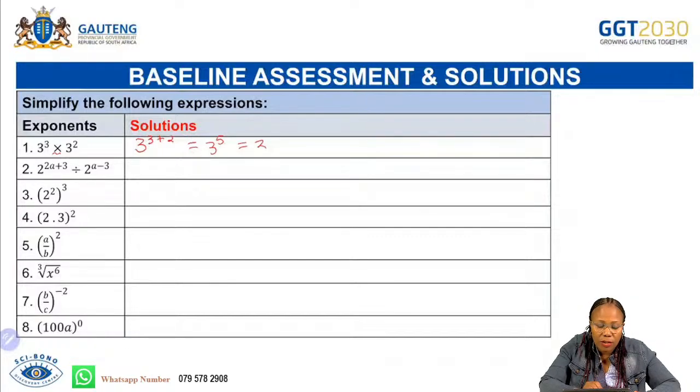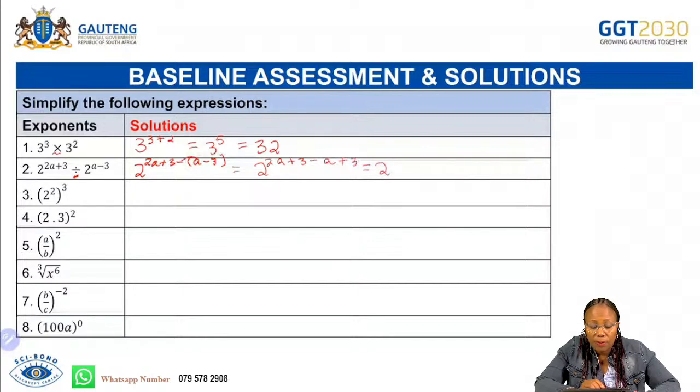That is the 32. Okay, happy? And then the second one, we are dividing. We apply the rule that is saying now when you are dividing the same base, we do what? You subtract exponents. It will be 2a plus 3 minus the exponent a minus 3, which is equal to the same base 2. Then we remove the bracket there, 2a plus 3 on our exponent. This will be minus a plus 3, of which we end up with 2, same base.